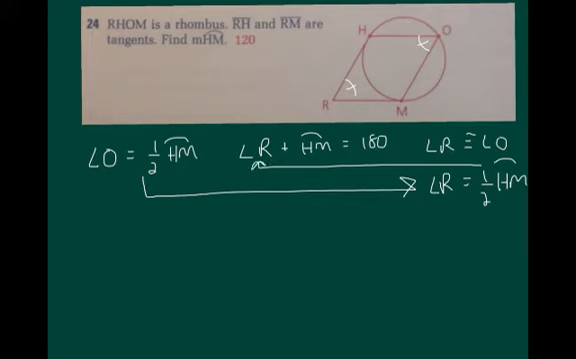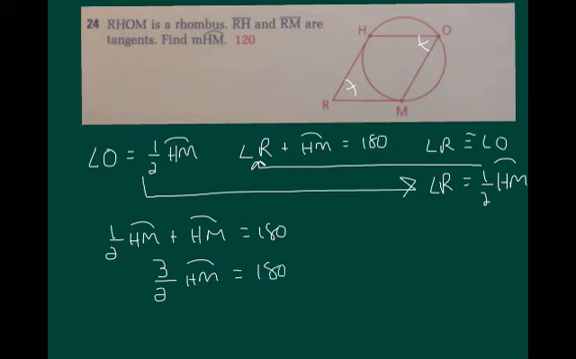So I have 1/2 arc HM plus arc HM equaling 180. So 3/2 arc HM equals 180. So solving for that, I can see that arc HM equals 120 degrees. And that's the answer as given in the teacher's edition.